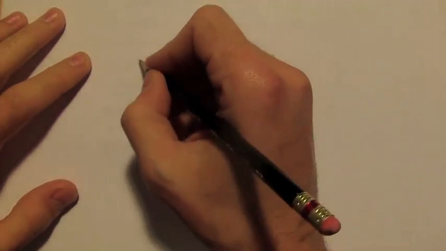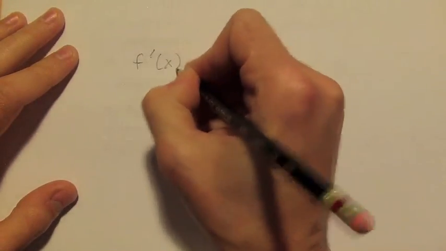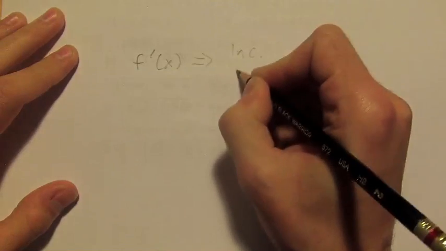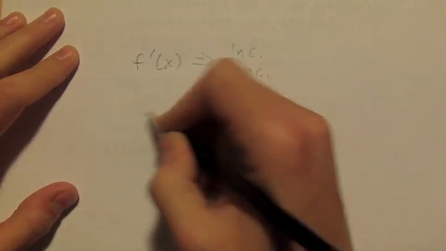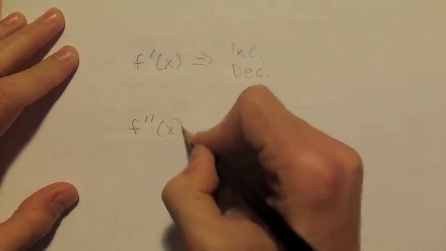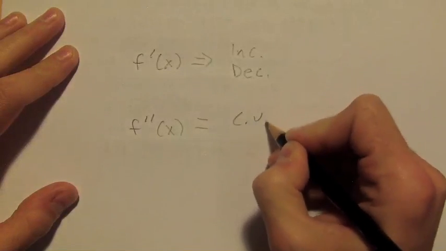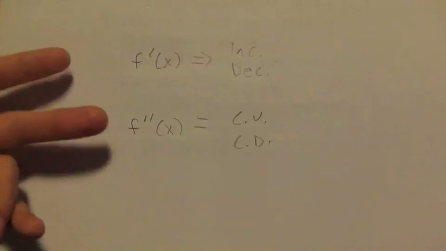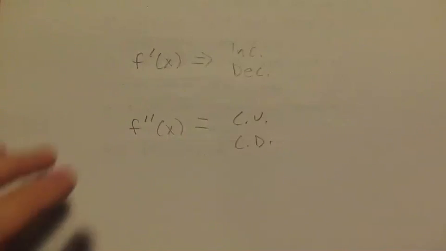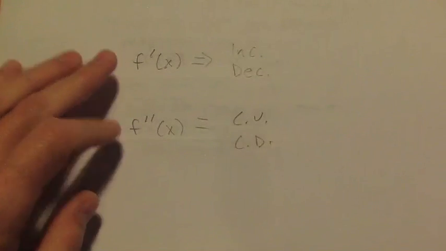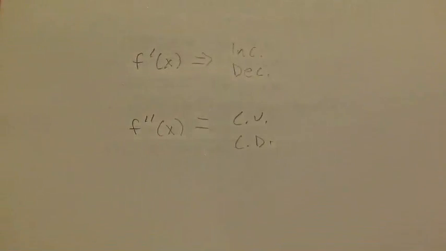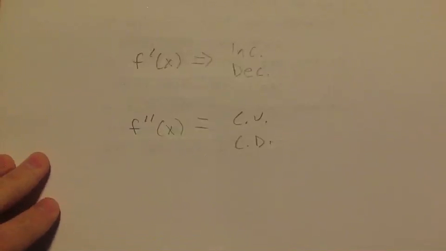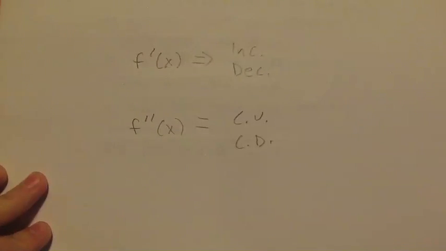Okay. So one thing I want to really drive home is that f prime gives increasing and decreasing. F double prime gives concave up, concave down. It's easy to mix these things up, okay? But be very careful about what each one of these does. You need to be careful about labeling these things too, because it's very easy to get confused in what you're doing. Okay, so let's look at some examples.